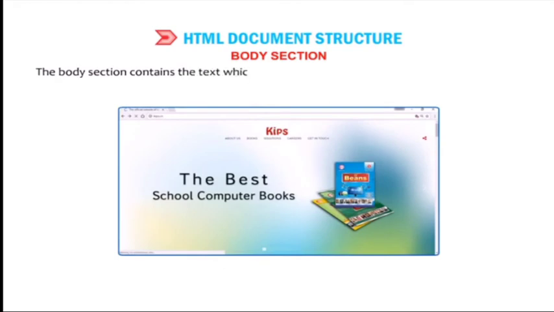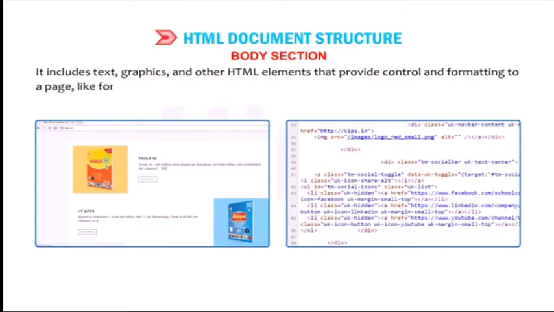Body section. The body section contains the text which gets displayed on the web page along with other tags and attributes. It includes text, graphics, and other HTML elements that provide control and formatting to a page, like fonts, paragraph, list, and other elements.